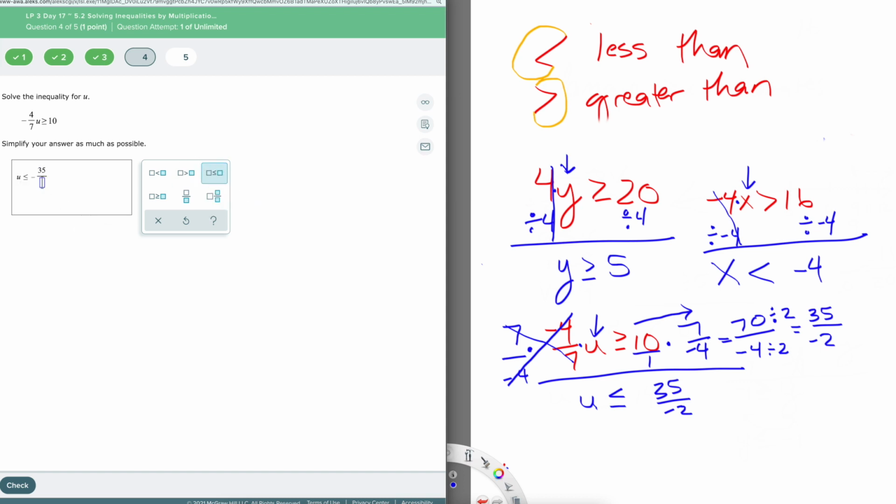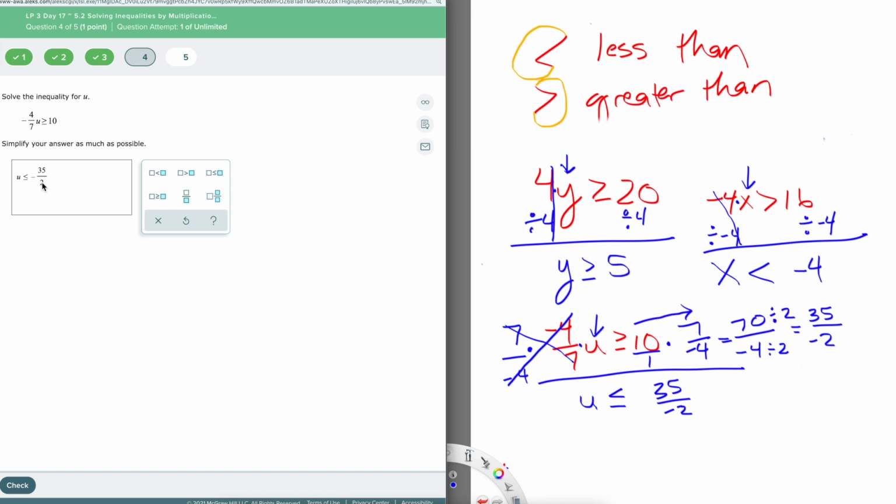-35 over 2. And if you notice, that negative, instead of it being on the bottom with the 2, I put it in the front here. It will accept it on the bottom if it does let you do that. But it's going to give you grief about it, because the proper way to write it is kind of in the middle here. Because the negative can go to the 35, the negative can go to the 2. It really doesn't matter where the negative goes.